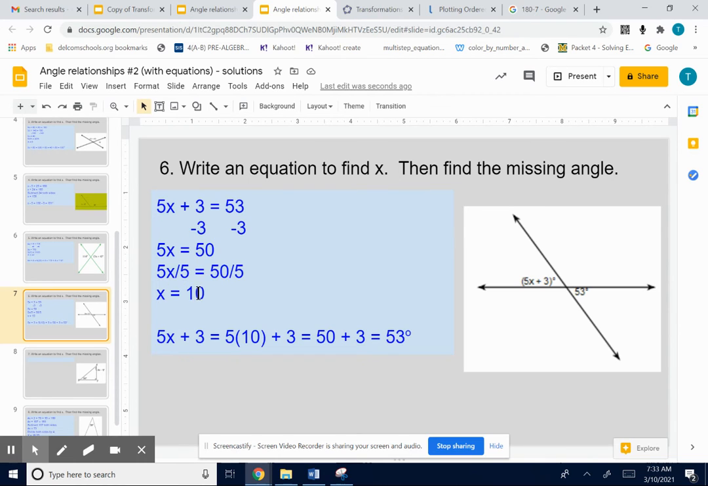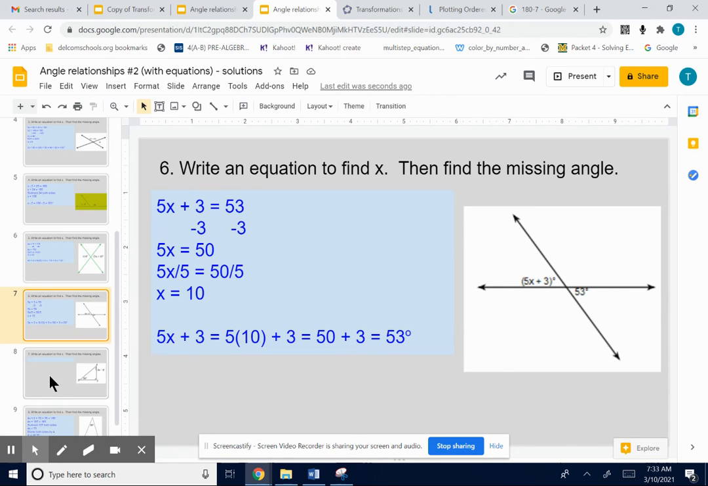x is 10. And then we could take that x value of 10, put it in for x, and take 5 times 10 plus 3. 5 times 10 is 50, plus 3 is 53. And a double check, you know that both angles have to be 53 because they're vertical.